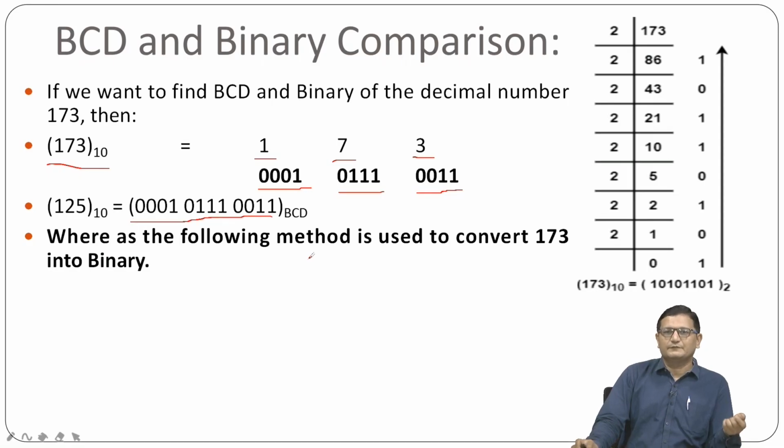But let's suppose you want to convert 173 into binary. You need to do this process, right? We have already done a lot of examples of how a decimal number gets converted into binary, so I'm not going into the detail of that, but this is the binary number. You just count: here fewer bits are there, here more bits are there. So BCD uses more memory, but it is more convenient than binary. So in our computer we are using BCD.